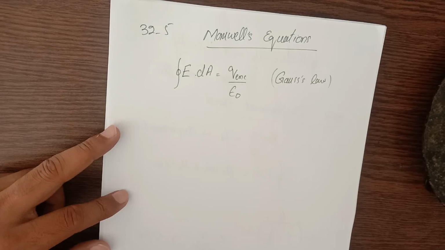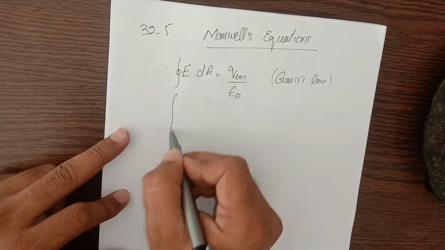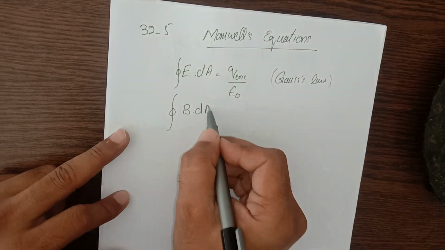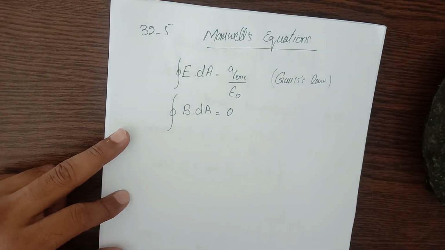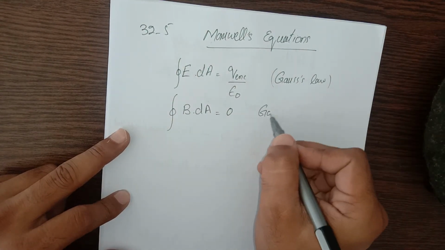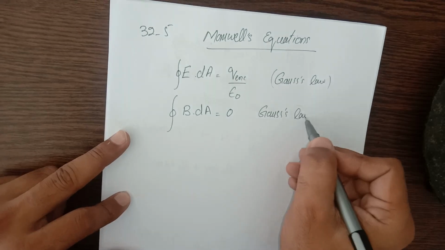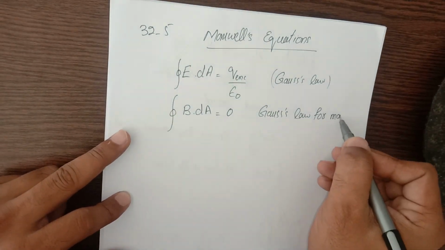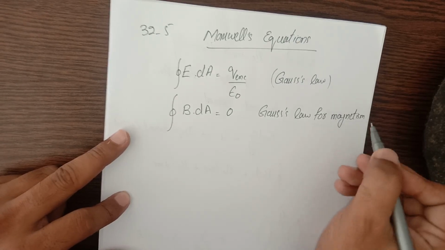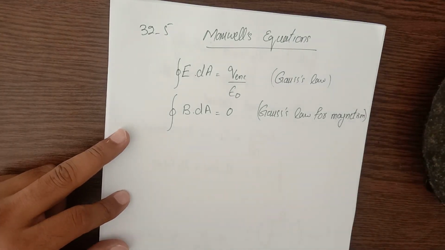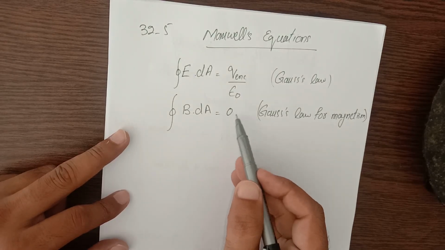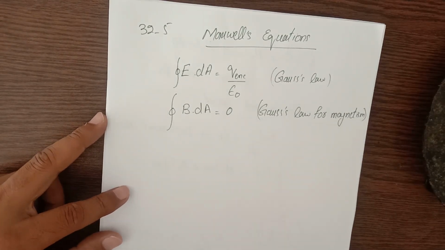And the second one is B dot dA equals 0. This is also known as Gauss's law for magnetism, or there is another name given to it, that magnetic monopole does not exist. It relates the net magnetic flux to the net enclosed magnetic charge. Since there is no magnetic charge, the net magnetic flux is equal to 0.